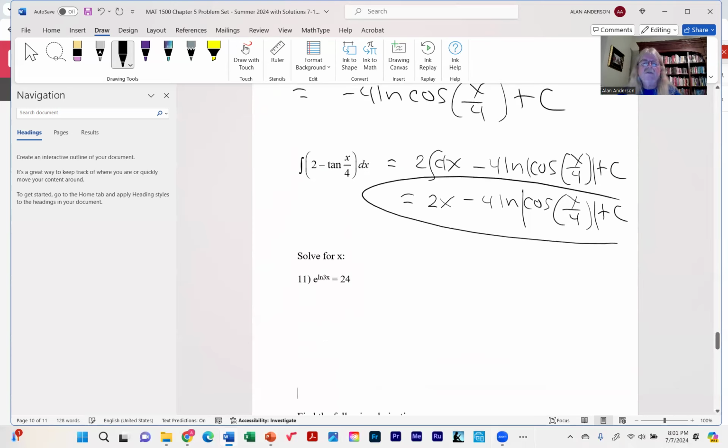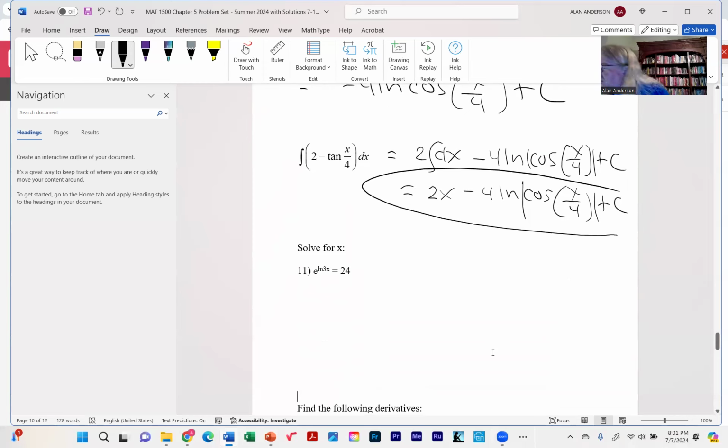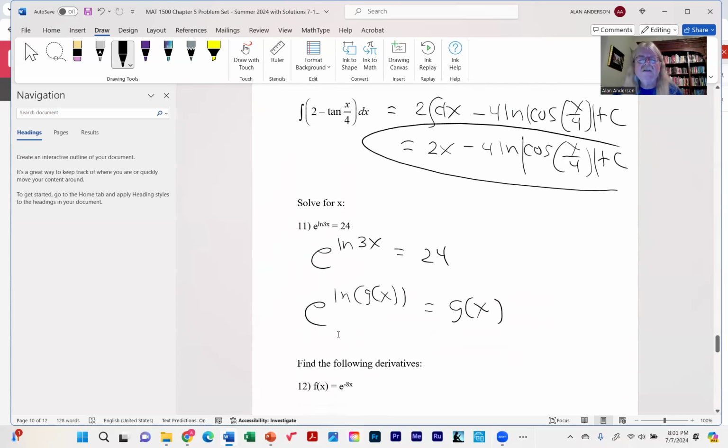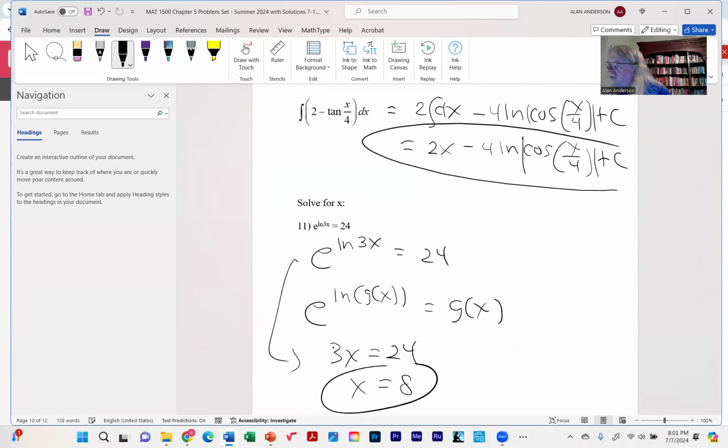All right, now look at this one. Now, it looks like a nightmare. But you know what? Oh, that's right. e to the log of g of x is simply equal to g of x. So this expression is nothing but 3x equals 24, which means x equals 8. So it's almost a trick question. Yeah, that's right. A trick question.